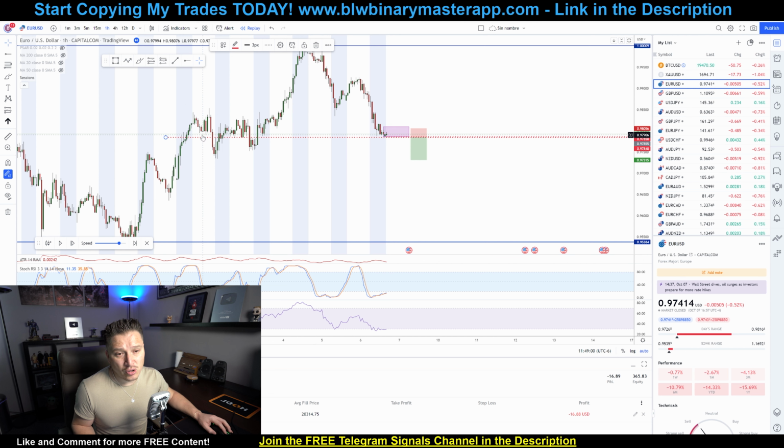The resistance was broken, then became a support line, got broken again, but then it went back up and it was respected 1, 2, 3 times, and then 4. So it was kind of a weak resistance level.